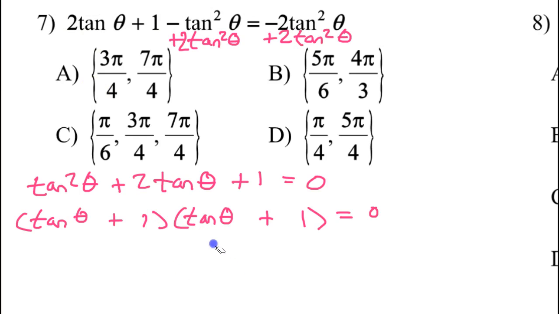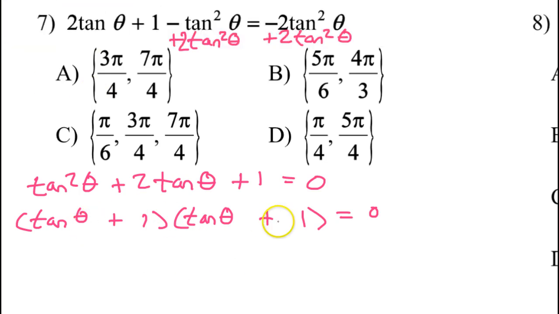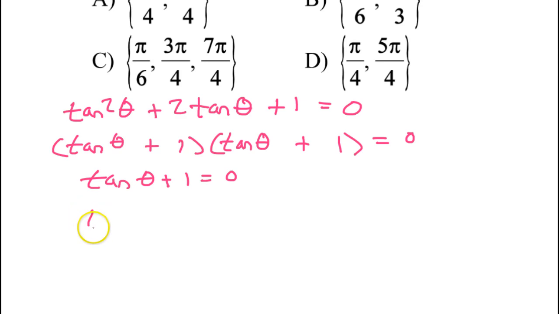So I've got to get these out of the way. So I need to set these factors equal to 0. They are the same, so I only really need to do one of them. So I will say tangent theta plus 1 equals 0. Subtracting 1 from both sides gives me tangent theta is equal to negative 1.